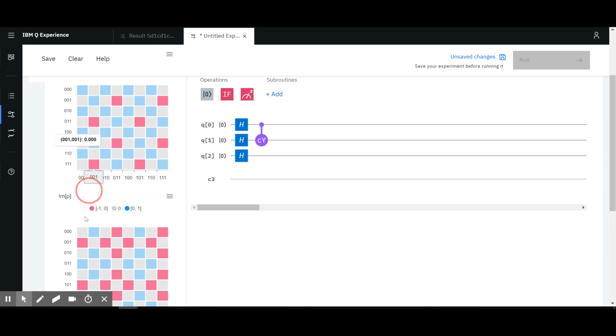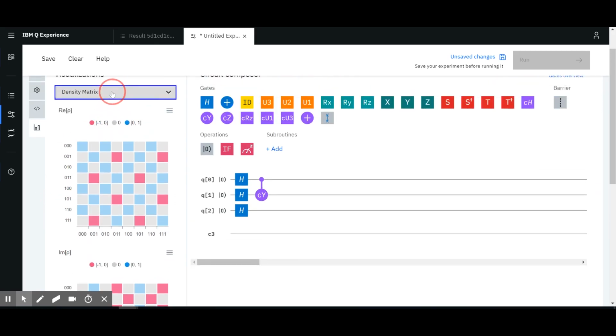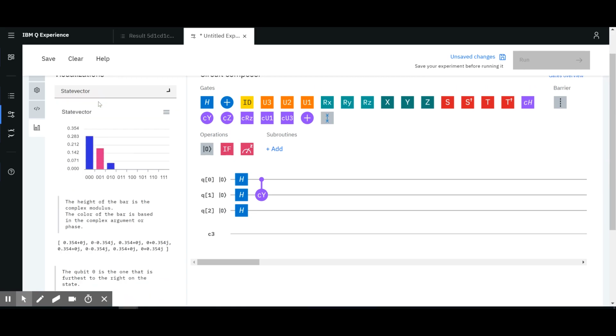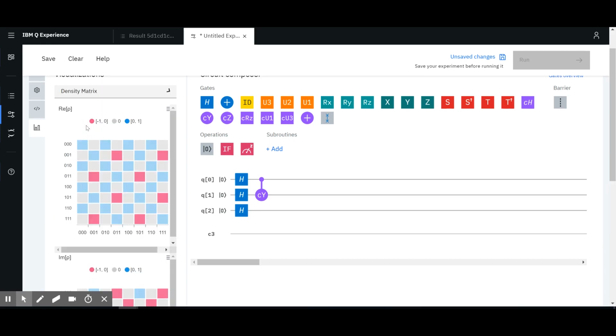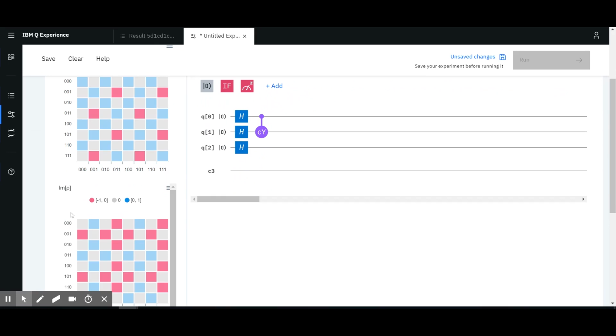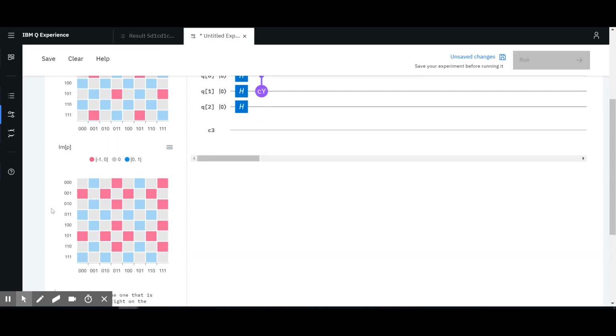So again, complementary, right? What's the state vector? It's changed, it's added the complex and negative. Here's complex and positive. Complex negative, complex positive. And so you can see.